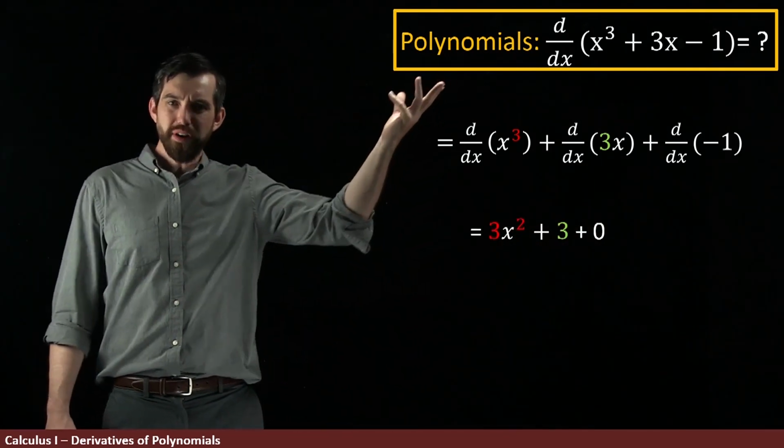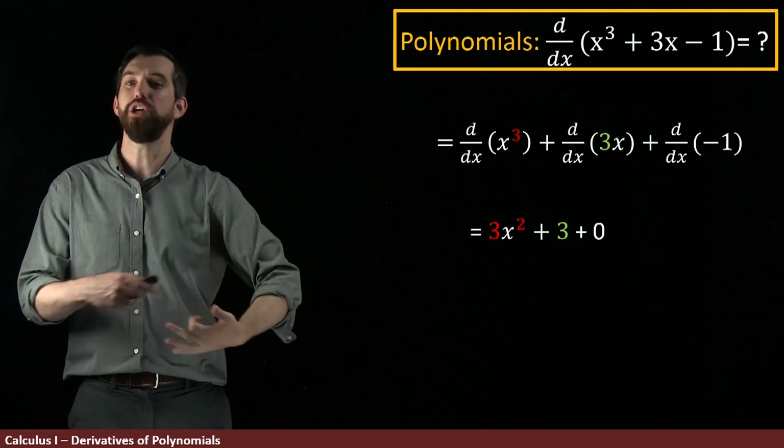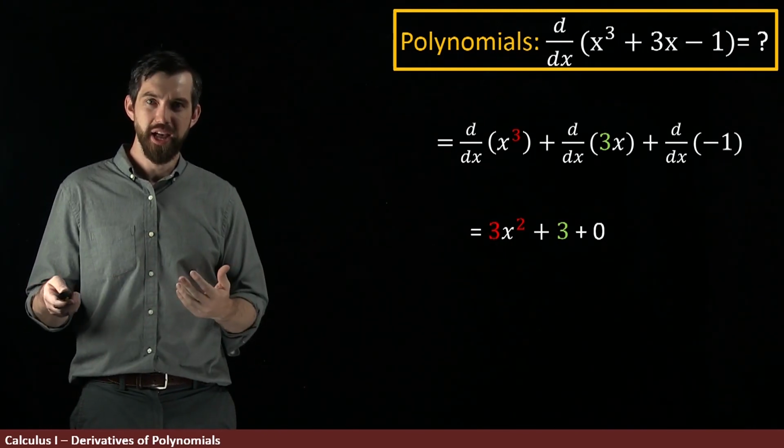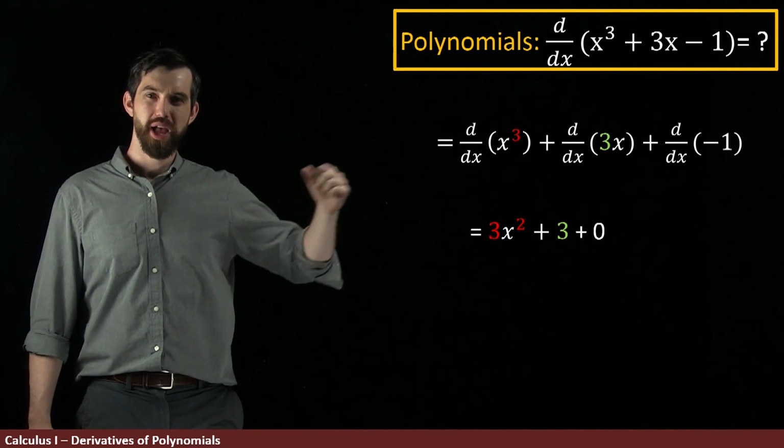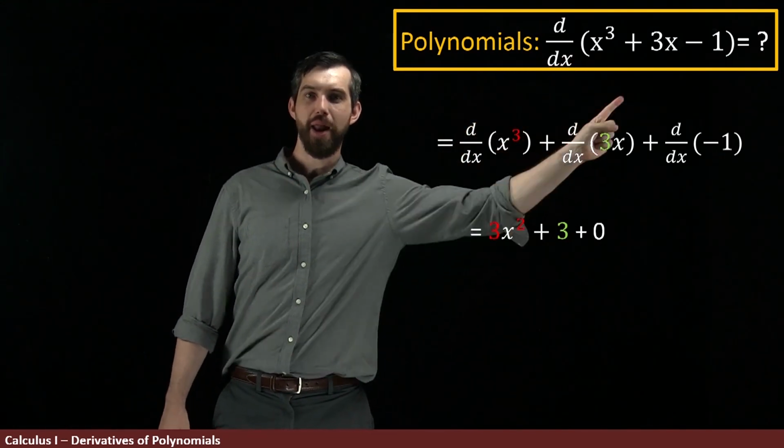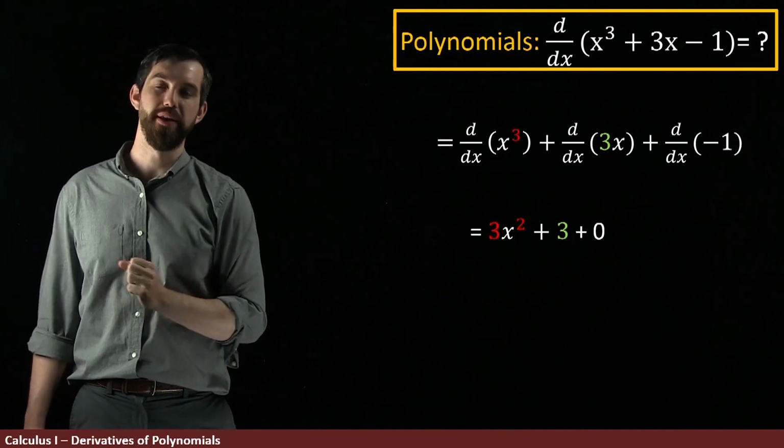So a derivative of a polynomial is actually pretty quick and easy after you get the hang of it. You just sort of do it term by term, applying the power rule as needed, and multiplying by whatever scalars you might have out the front, in this case, the 3.